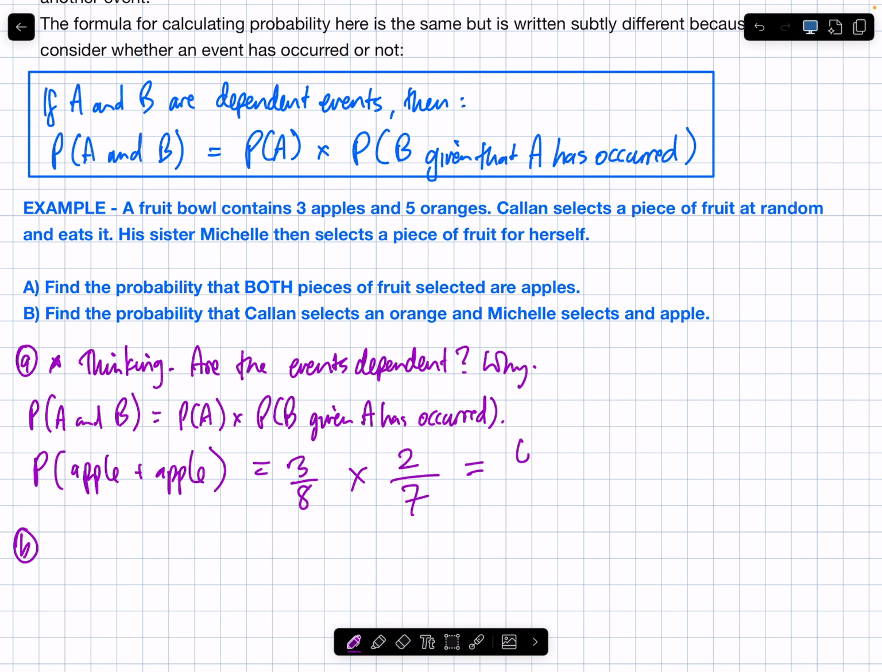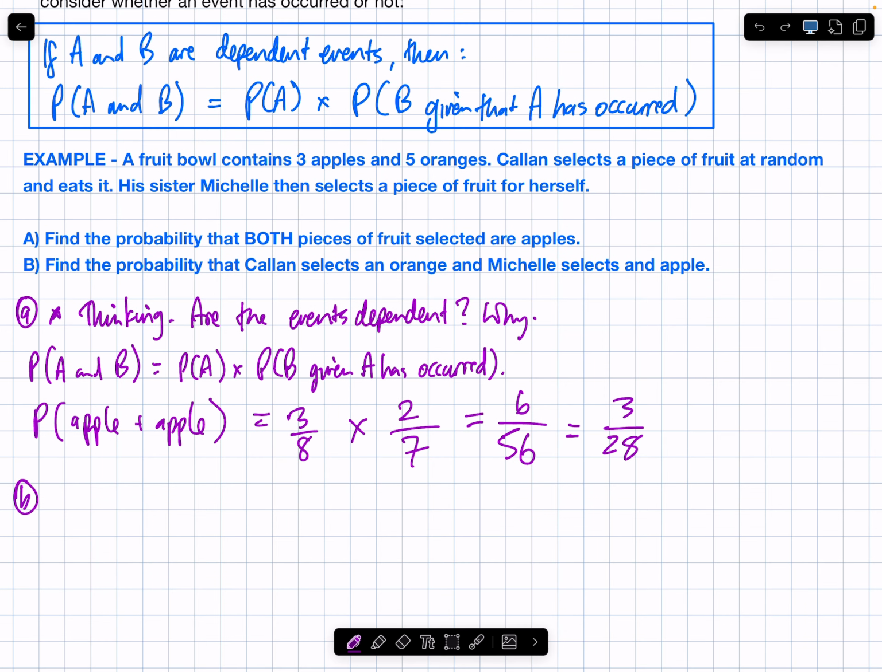3 times 2 is 6. 8 times 7, 56. Does 6 over 56 cancel down? Are they both even numbers? 3 over 28. Does 3 go into 28? No, it's 27 it goes into. So there, that would be your first.